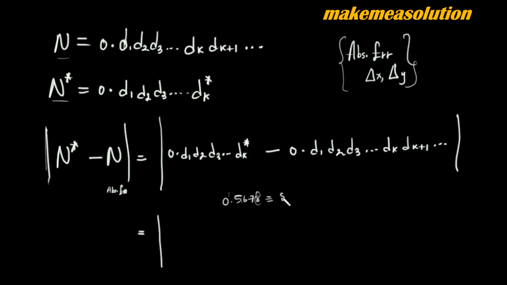So you have 5, 6, 7, 8 times 10 raised to the power of -4.